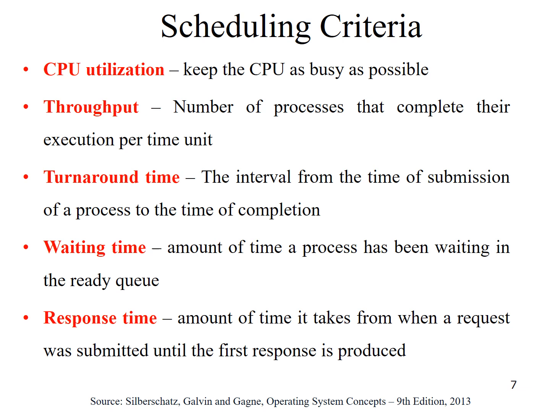Scheduling criteria. CPU utilization. To keep the CPU as busy as possible. Throughput. It is defined as the number of processes that complete their execution per unit time. Turnaround time. It is defined as the interval from the time of submission of a process to the time of completion. Waiting time. It is defined as the amount of time a process has been waiting in the ready queue. Response time. It is defined as the amount of time it takes from when a request was submitted until the first response is produced.